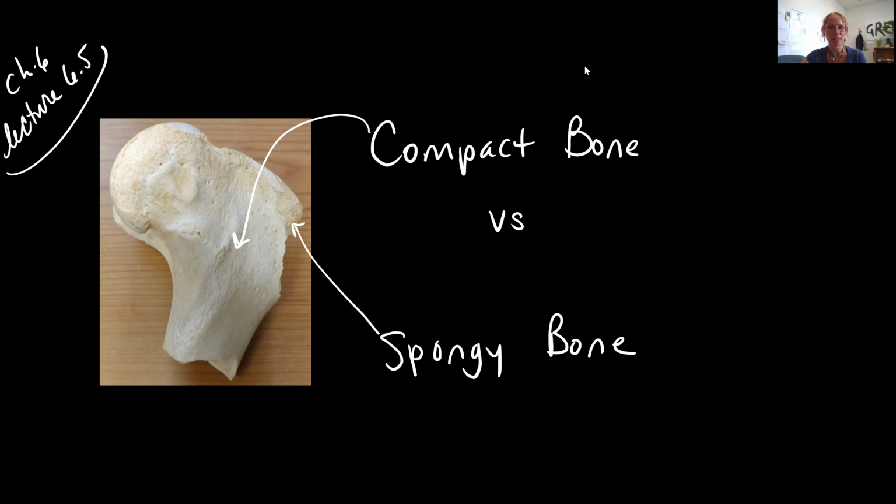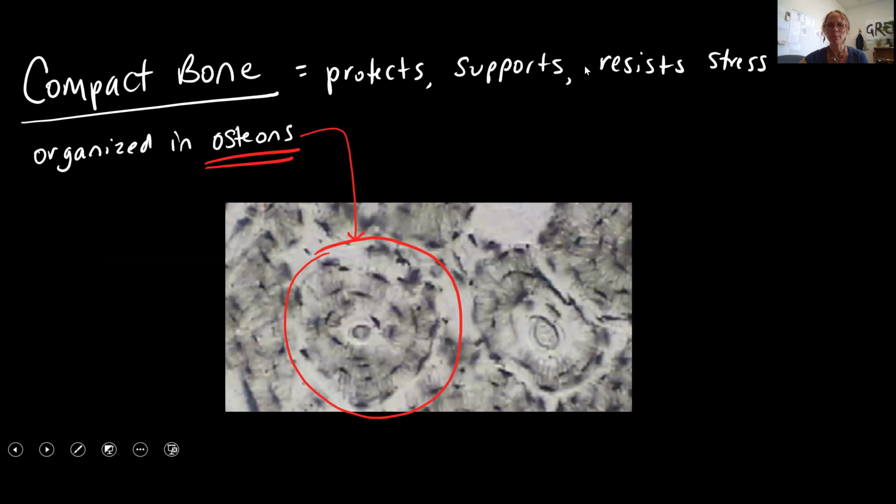Our conversation in this video is about the compact bone versus that spongy bone. Compact bone is going to be characterized by being organized in these osteon units. So an osteon unit is a circular unit. When I look at it, all I really see is a tree stump. Remember, our compact bone is our outermost layer of bone when we're looking at our bone anatomy.